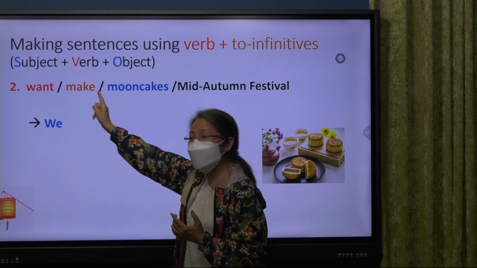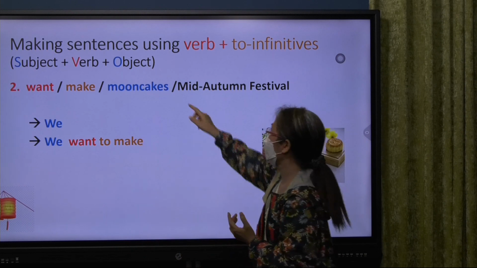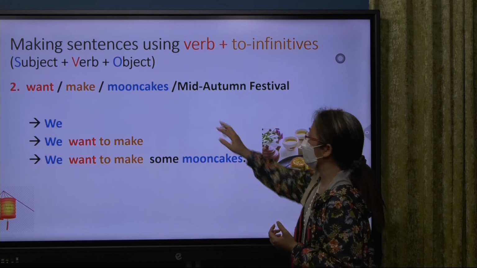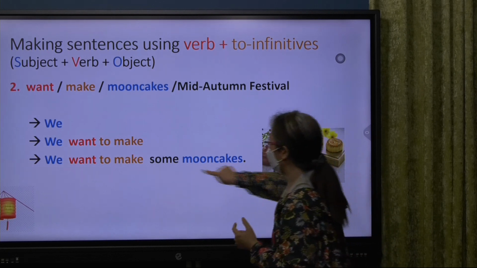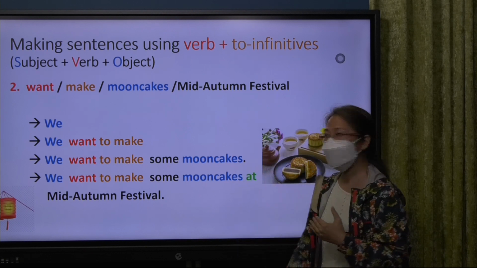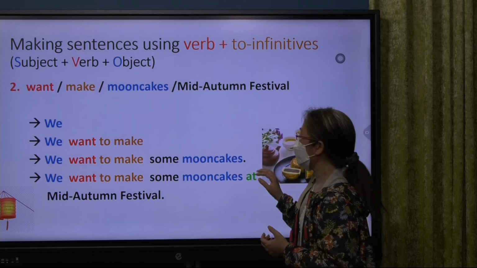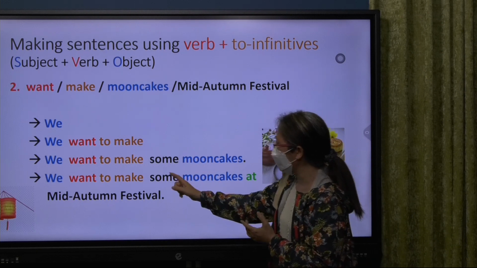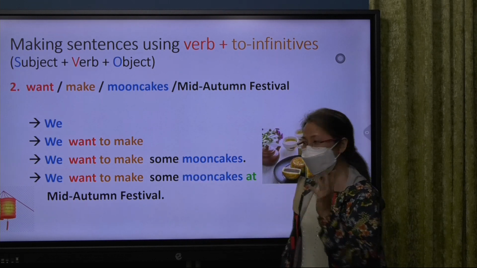Okay, verb and to infinitive. So we change want make to want to make. And then what do we want to make? Some mooncakes. Okay, if you want to tell the others when you make the mooncakes, then put down at Mid-Autumn Festival. You can use your own words to write your sentence. And if necessary, you can add some articles or things like this. Some, a, and the. It's up to you.